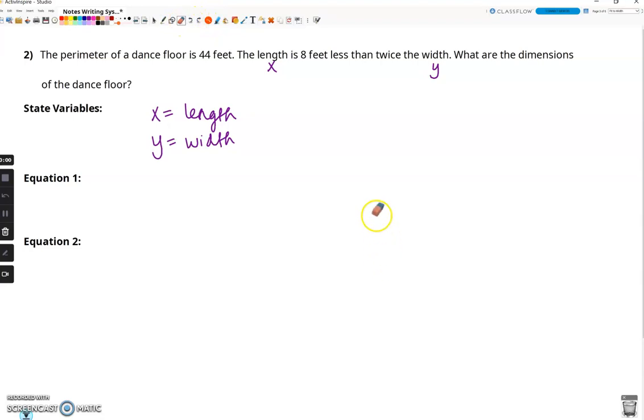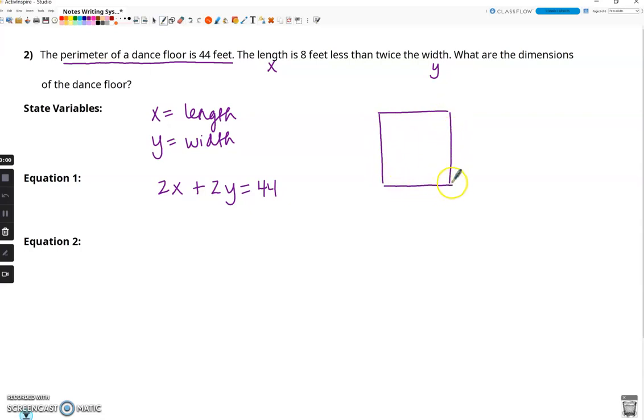Okay, so the key information: the perimeter is 44 feet. Well, perimeter of a rectangle is 2 times the length plus 2 times the width, so 2x plus 2y is equal to 44. And remember, guys, that's because if this is my dance floor, if this is my width and this is my length, there are 2 lengths and 2 widths, so all of those added together is 44 feet.